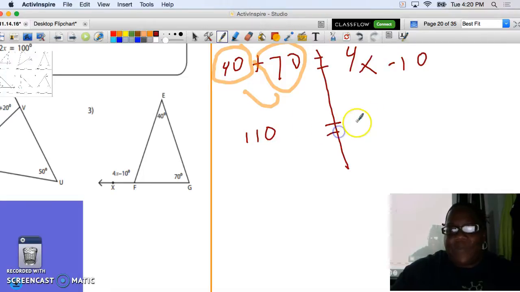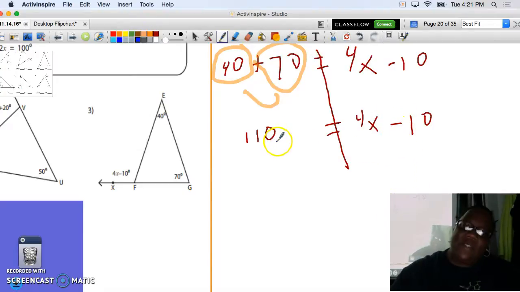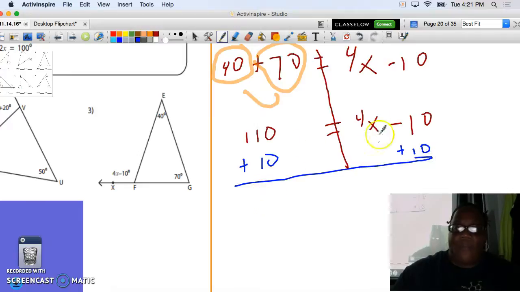All right. I'm going to bring down what's left over. Okay. So now what I need to do to get x by itself, the first thing I'm going to move is the 10. See that? Can't move the 110 because that would unbalance. So let's get rid of this 10 by adding 10 to both sides. Okay. So 110 plus 10, 120. And now the only thing left I have over here is 4x.